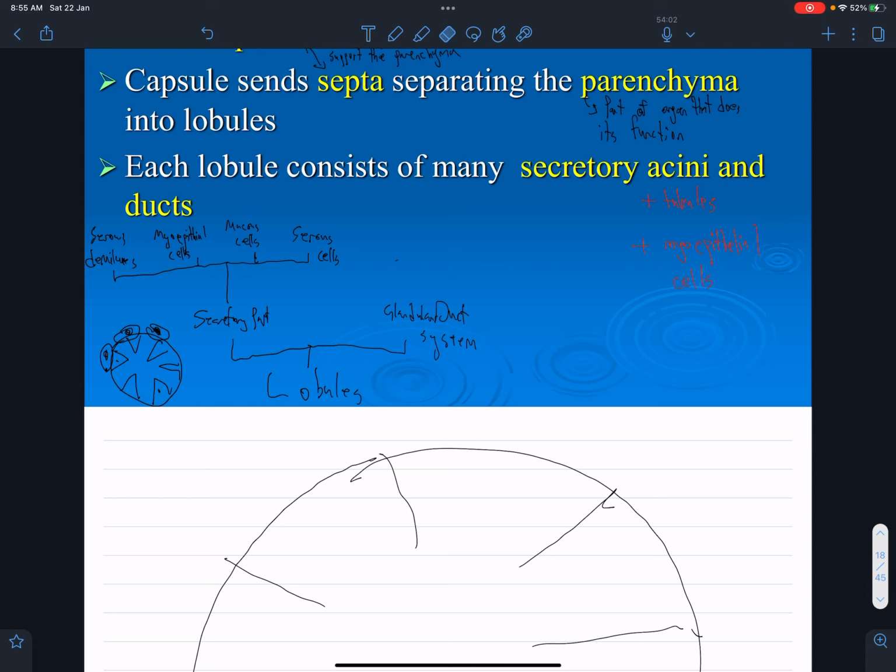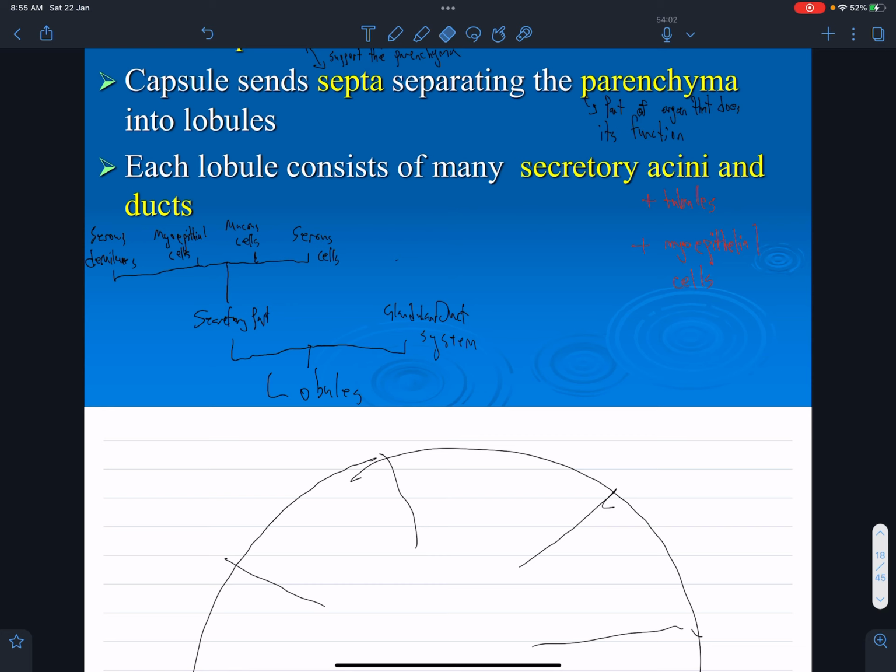But the main point is the secretory parts of your glands are going to consist of serous cell, mucous cell, myoepithelial cell, or a combination of mucus and serous called serous demilunes. All right, that's going to be the difference in all three glands. Now let's look at the glandular duct system, shall we?